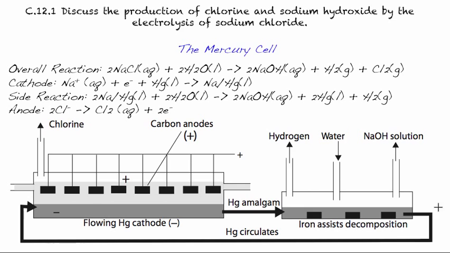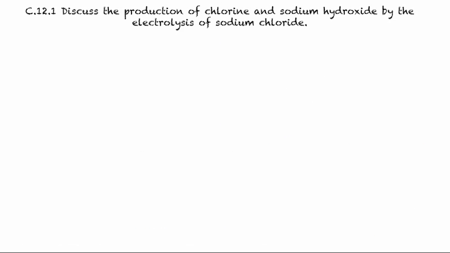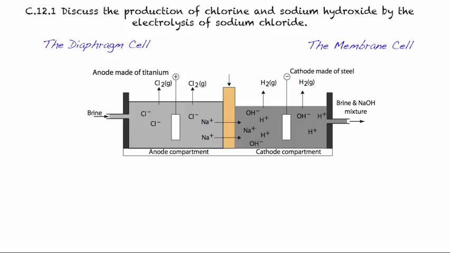That one's not very good because it uses mercury. Another video will look a little bit more at that. But now we're going to look at two more, subsequent methods. The one we use most now is the membrane cell, but they have the same diagram. So here we have, well, let's start with the diaphragm here. Here we have a separator.